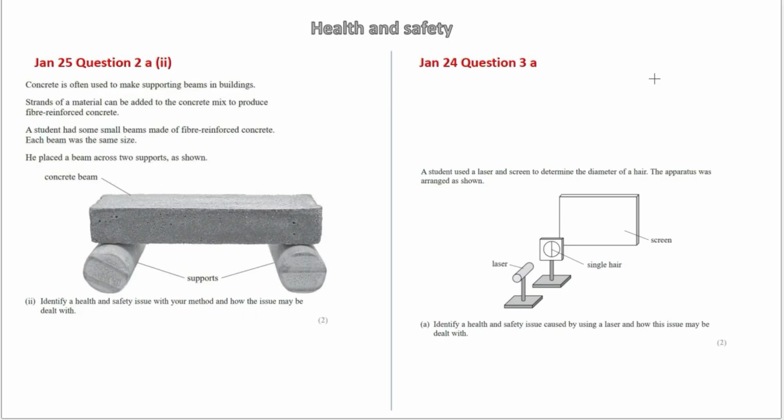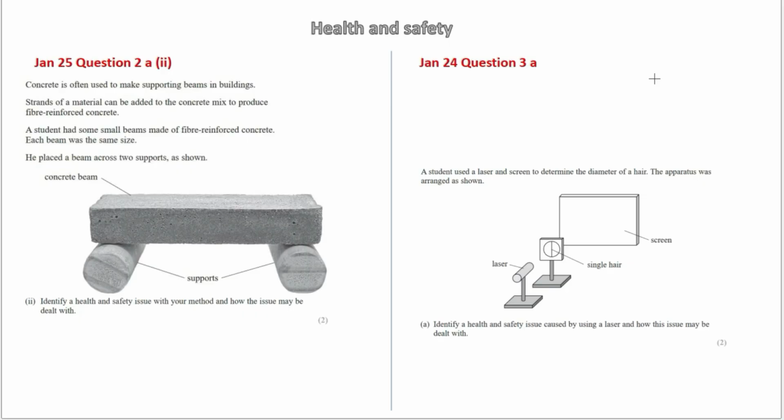A student had some small beams made of fiber reinforced concrete. Each beam was the same size. He placed a beam across two supports as shown. Identify a health and safety issue with the method and how the issue may be dealt with. Okay.